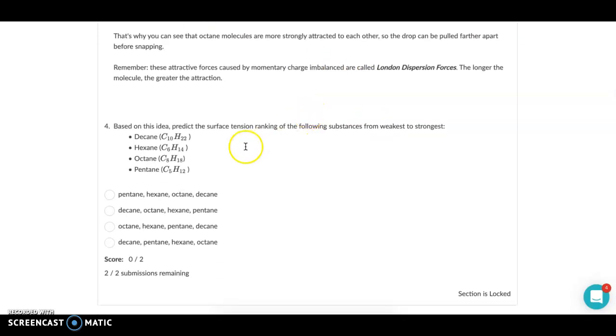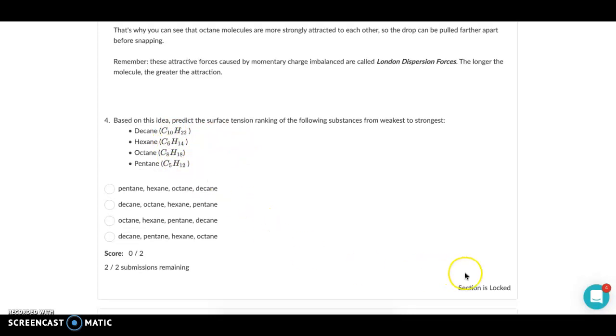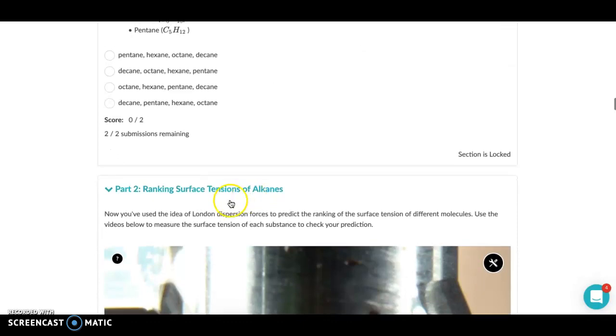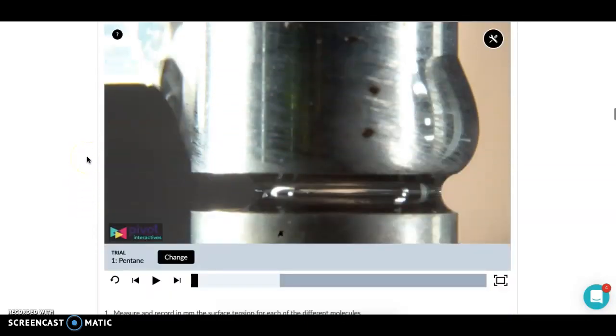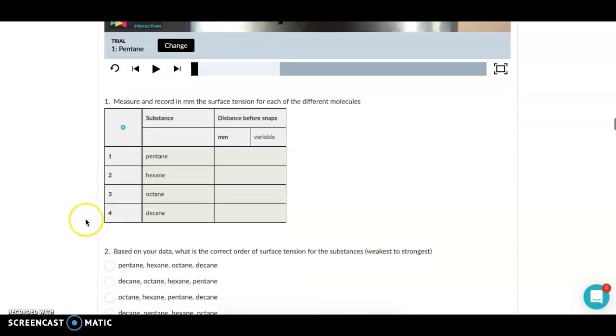So on number 4, you need to predict the strength of the London dispersion forces between decane, hexane, octane, and pentane. When you finish this section and lock it, it will unlock number 2. So now you're looking at the surface tension of various alkanes, pentane, hexane, octane, and decane. And so you're comparing your prediction to reality here.